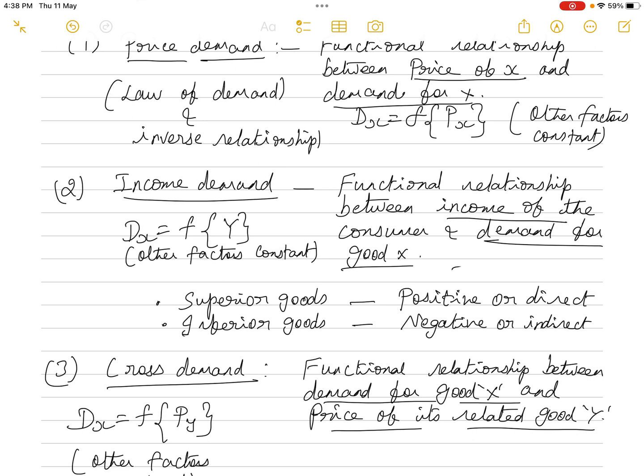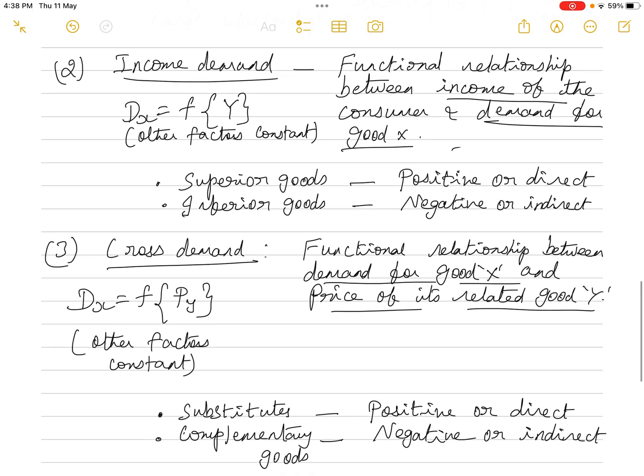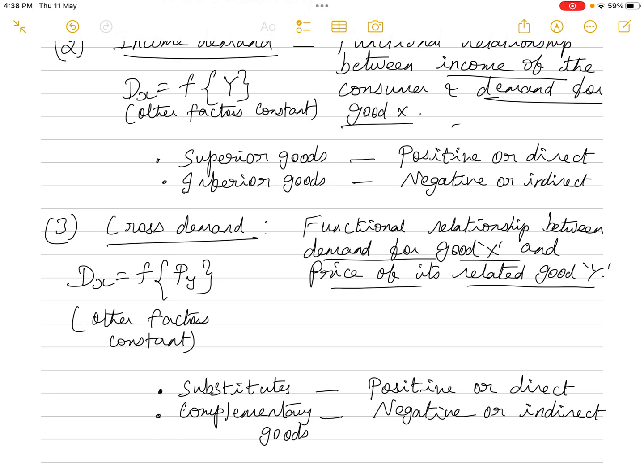So here we have seen there are two types of commodities, isn't it? Superior goods have a positive or direct relationship, and as far as inferior goods are concerned, if the income of the consumer increases, the demand will decrease, that is the negative or indirect relationship.